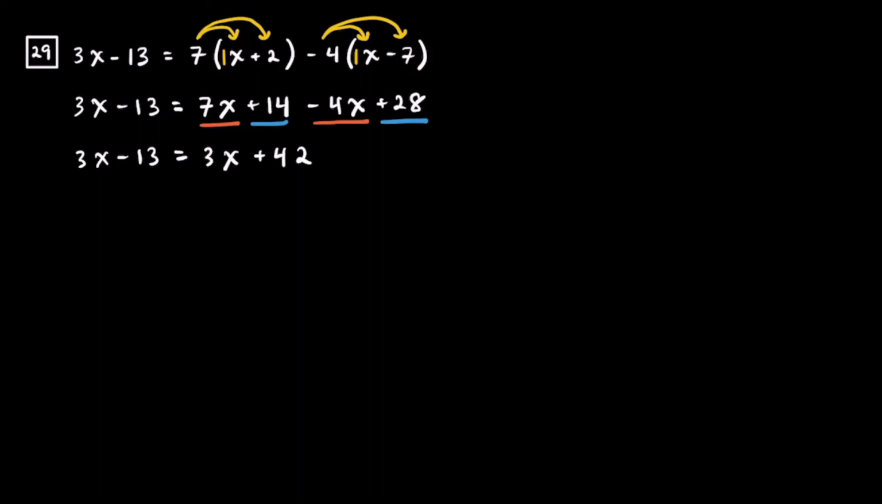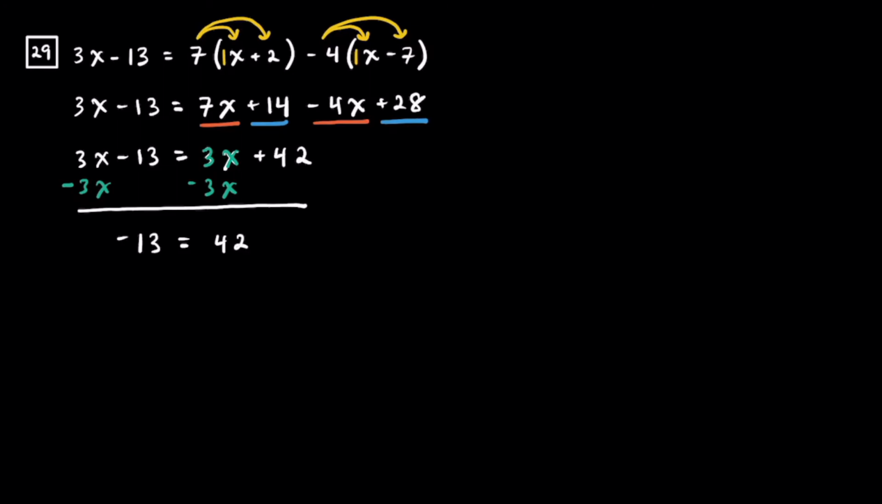Let's try to get the variables to the left. So taking this 3x, let's take away 3x, and we're going to do that to the left side as well. Interesting, something might happen that we talked about earlier. And so 3x minus 3x is 0, so we're just left with negative 13 along the left side. And on the right side, we have just a positive 42 left.